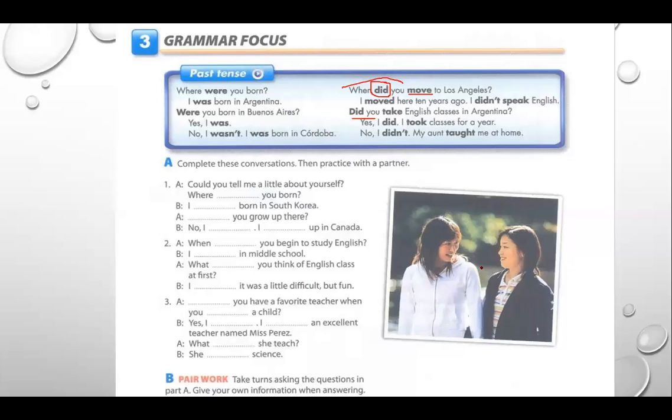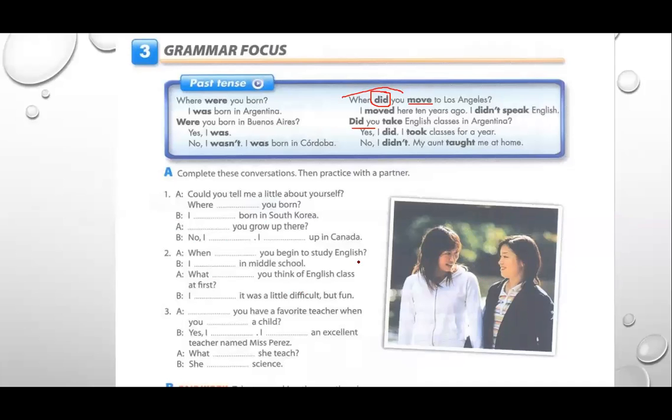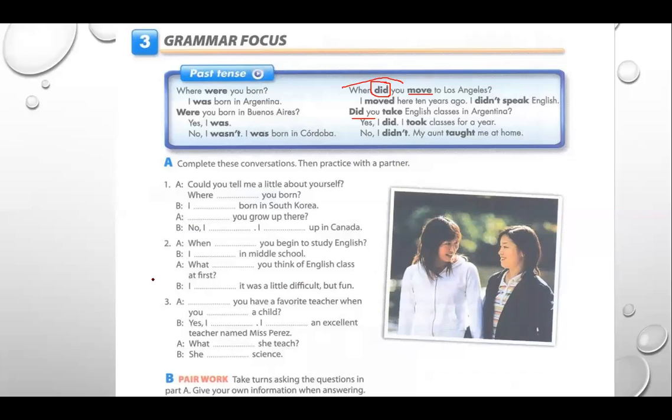Okay? So, and since we still have time, we're going to practice this in person again. And what you're going to do is to fill in the blanks. Dice, complete these conversations, then practice with a partner. Could you tell me a little about yourself? And then you're going to ask, si usted mira una clue, como una pista de esto, voy a utilizar esto. Where were you born? And then you say, I was born in South Korea. All right? And then you're going to ask, okay, yo miro otro verbo. ¿Cuál es el auxiliar? So what's the auxiliary? Is this the one I'm going to use? All right?